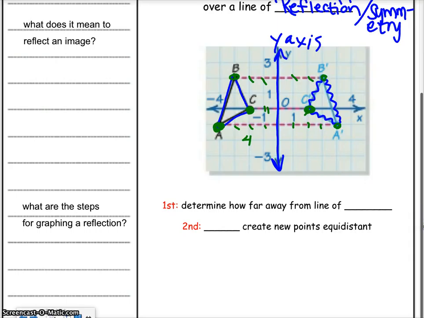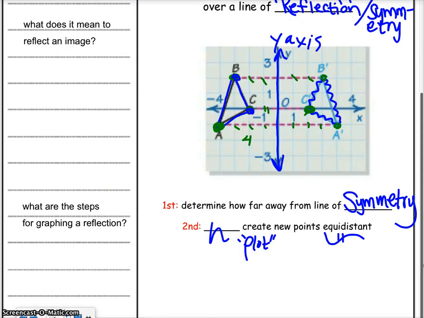So that's how we plot a reflection. You determine how far away each point is from the line of symmetry. Notice that's what I just did. I counted how far away A was from that line, how far away C was, how far away B was. And then you just create new points that are equidistant. That's all you do. So you plot the new points.